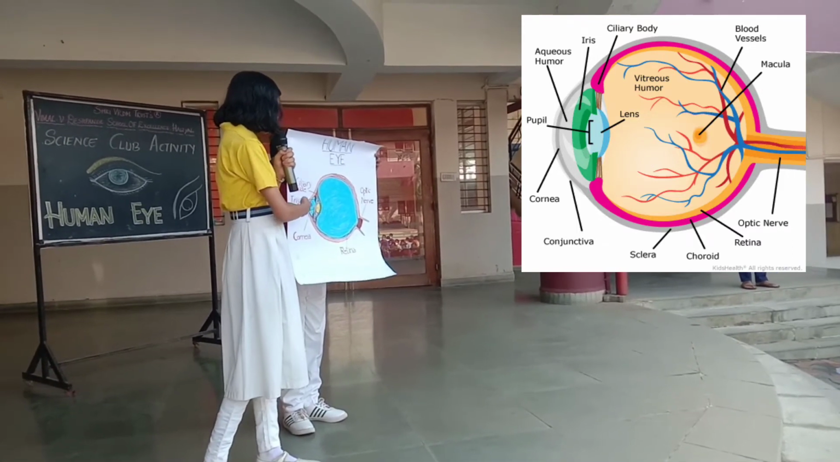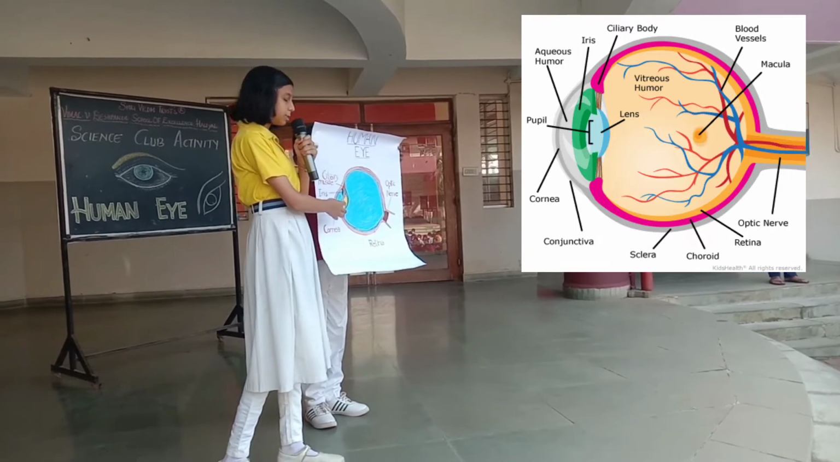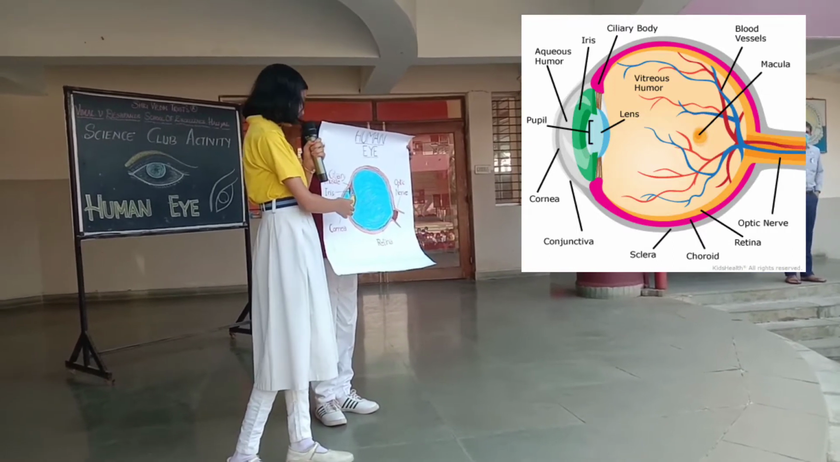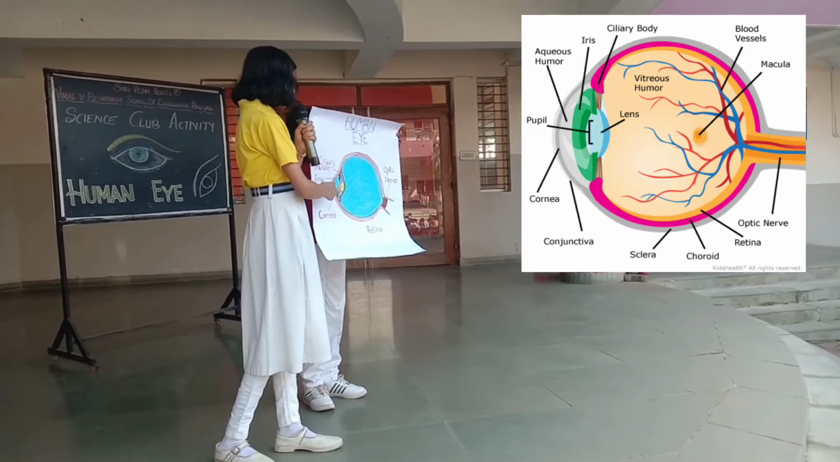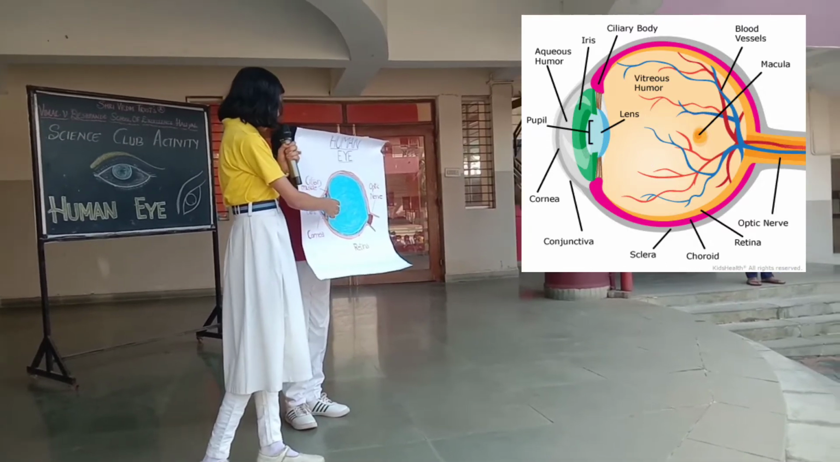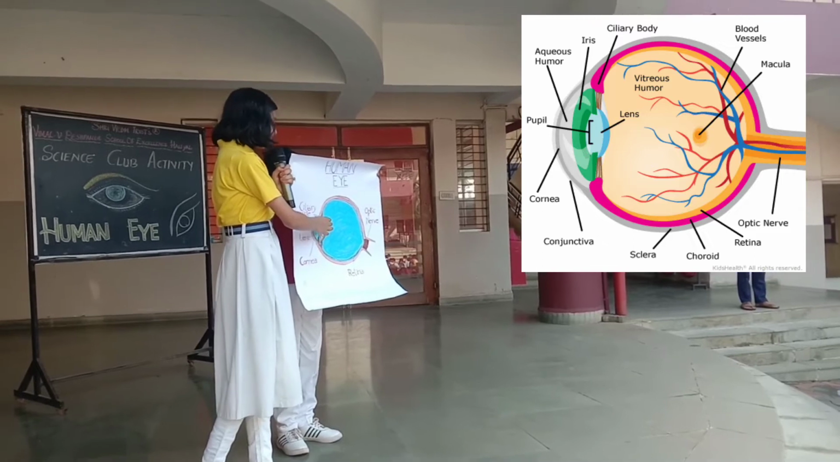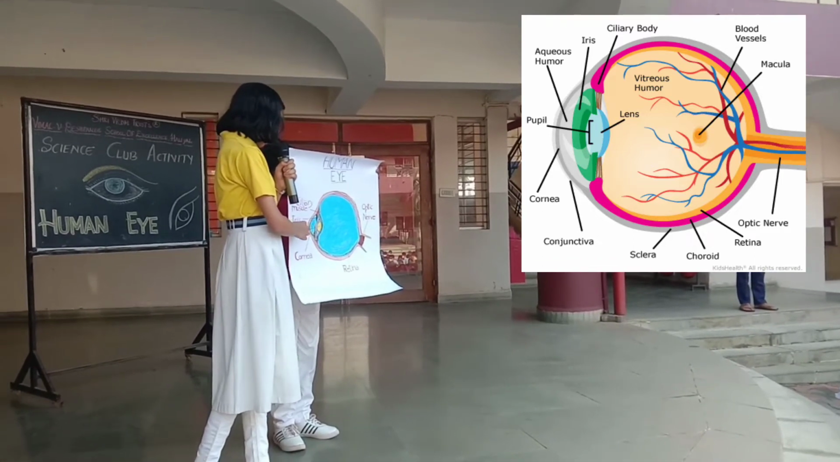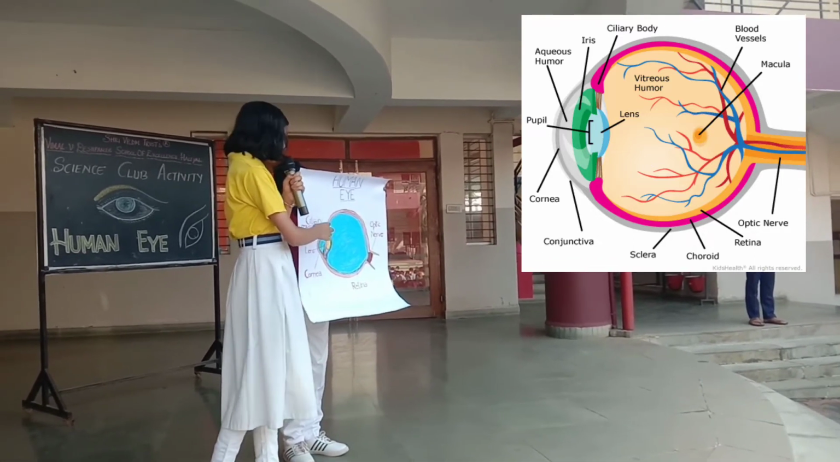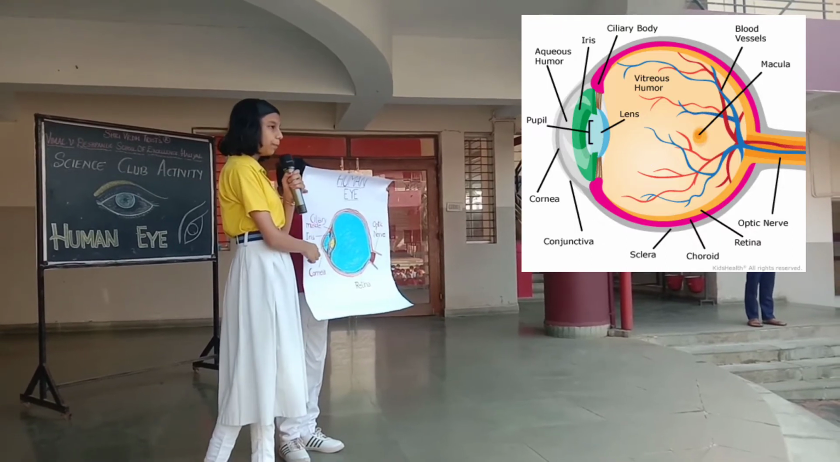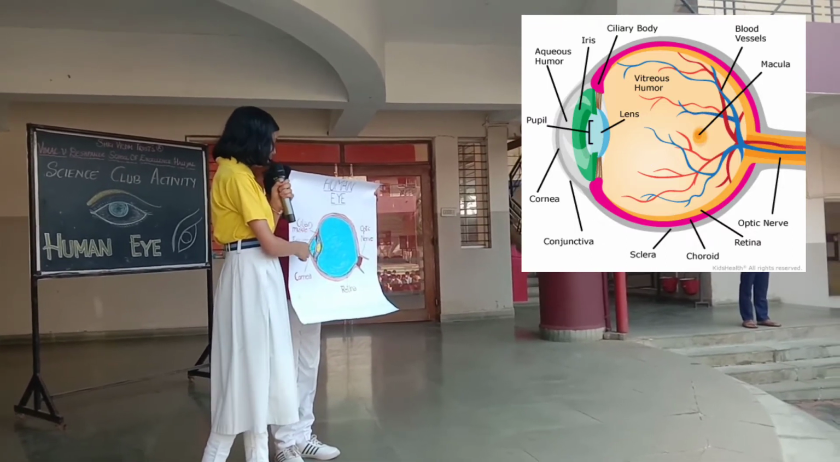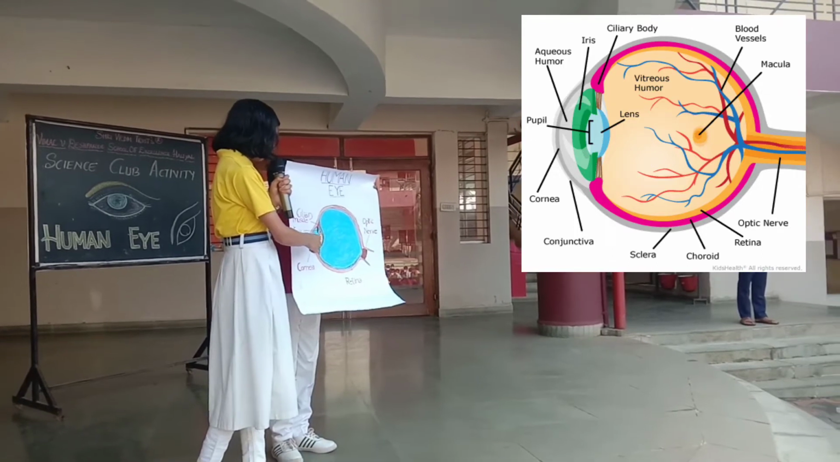Next, the iris. This is a thin circular structure present in our eyes. It helps in taking the light into our eyes. The pupil. The pupil is in the middle of our eye, and the iris expands and contracts the size of the pupil according to the amount of light which is passed into it.